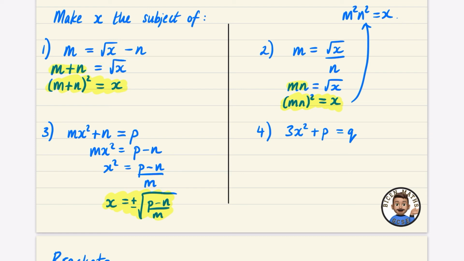Okay, so I'm going to make x the subject of this one. So I'm going to start off by subtracting p. So you get q minus p. And then I'm going to divide by 3, same thing, the x is being squared and then multiplied by 3, so that means I'm going to divide by 3 first. So it's q minus p divided by 3, and then I'm going to do the square root of q minus p divided by 3, and again there should be a plus minus at the start.